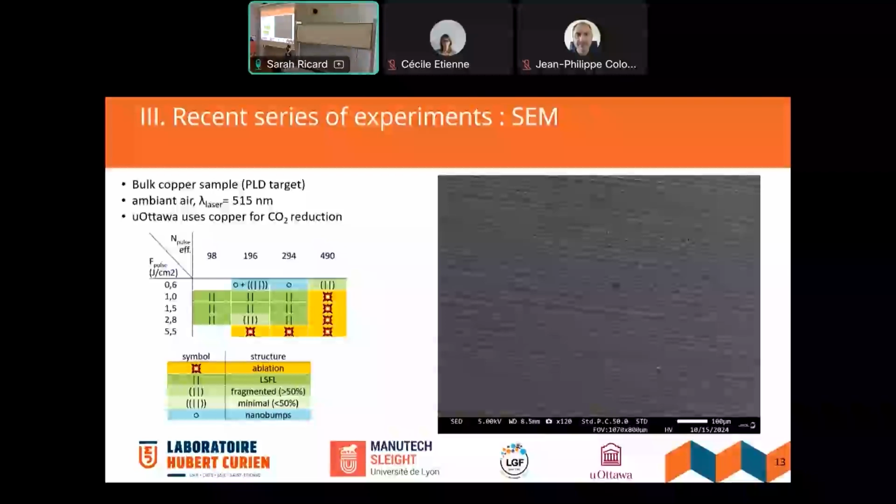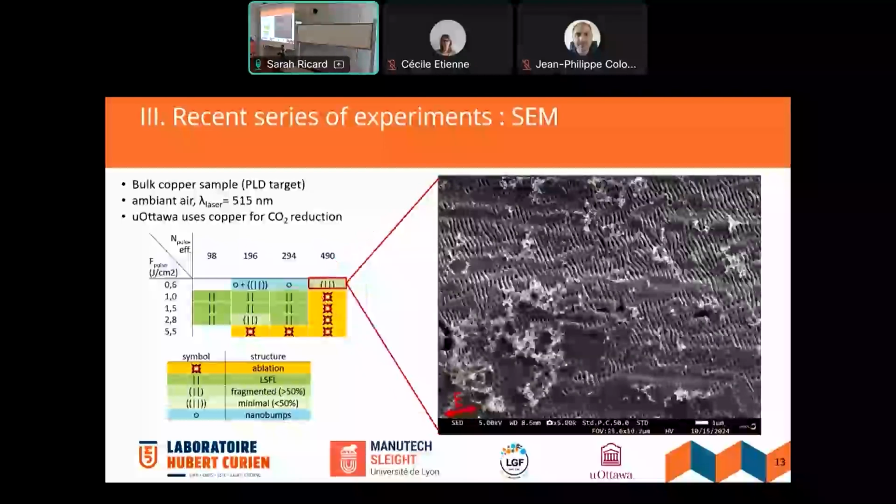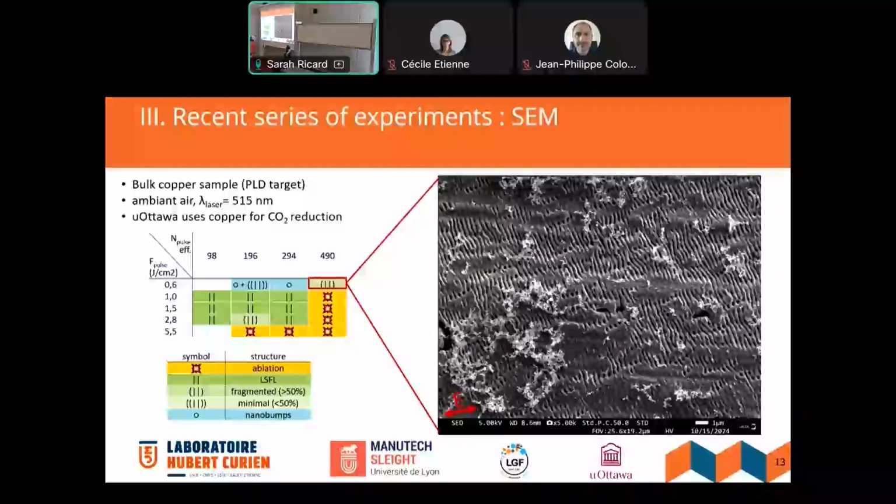We used the Pharos laser at 515 nanometers, and we used many different samples of copper, with different roughness. This one is just a post laser deposition target, which was used very early on to get an idea of what we might expect on copper. So we saw different structures. Here are nanobumps with a high spatial frequency. There's also partial low spatial frequency formation.